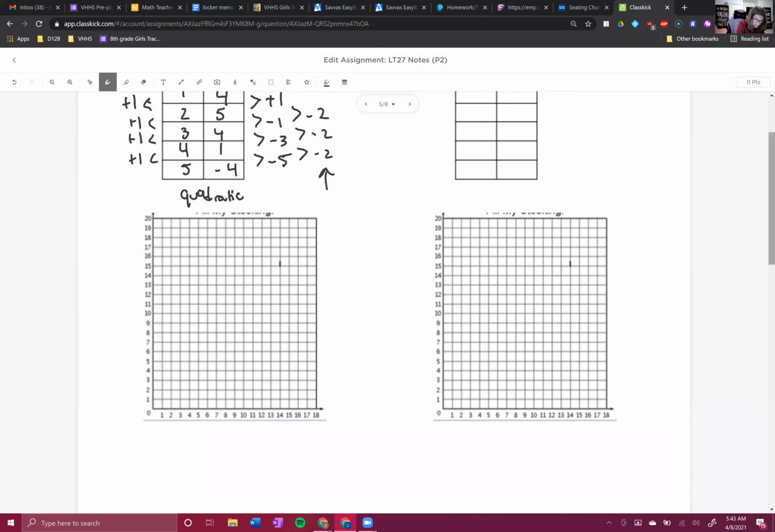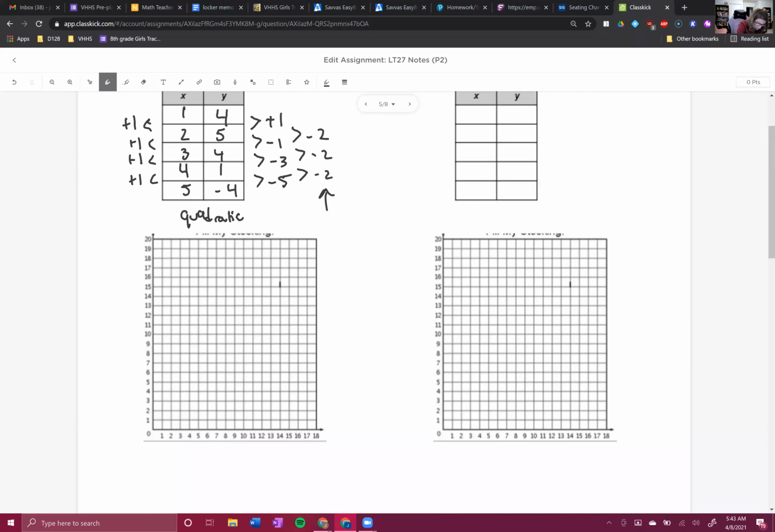Graphing our points: (1, 4), (2, 5), (3, 4), (4, 1), (5, -4). Can't really draw it perfectly, but given our points, here's what we have. And if I were to continue this on the other side over here, you can kind of guess that it's going to look a bit like that. You'll see it actually turn around. We can see this turning around.